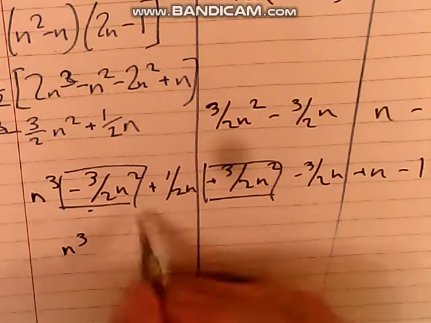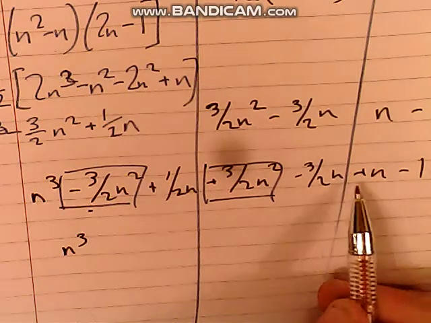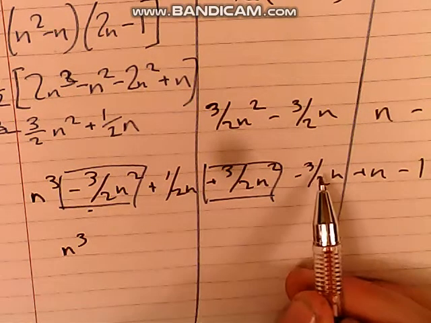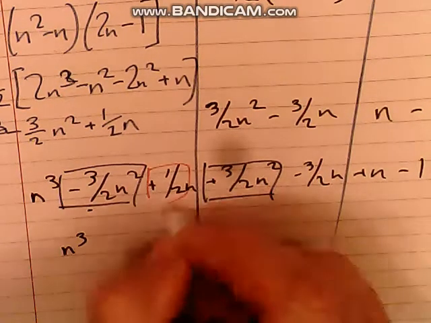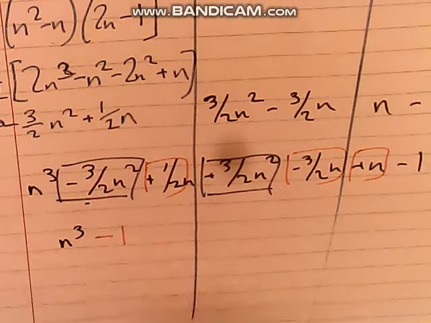Just the n's on their own. I've got a positive half, and a minus 3 halves, and a positive 1. Half plus 1 is 3 halves, so they also cancel out. So now I've identified them as cancelling out, and my minus 1 stays where it is, so it's just minus 1.